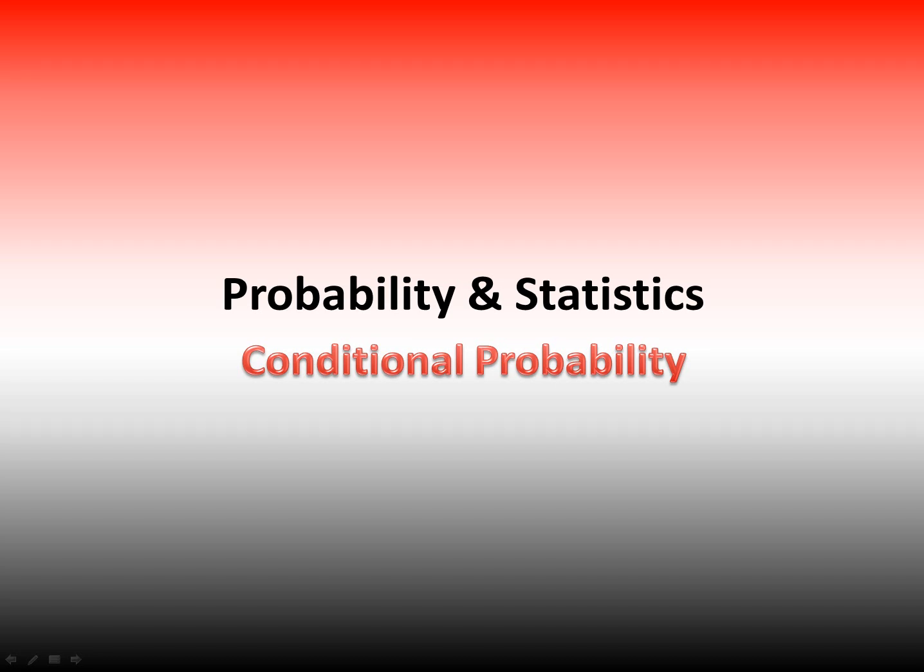Probability and statistics, conditional probability. We're going to be looking at these three different types of events, comparing them: dependent, independent, and mutually exclusive, and making sure that we are aware of the difference between them. There's a lot of confusion between independent and mutually exclusive often.